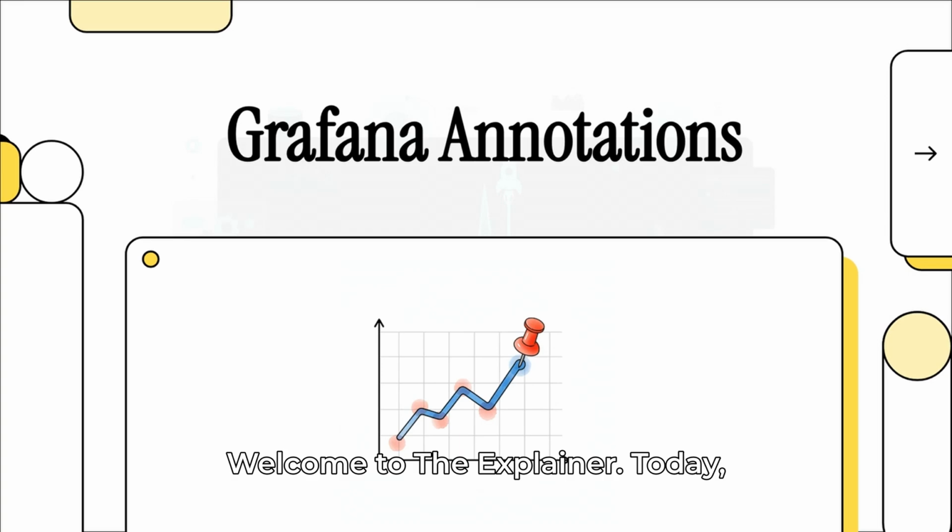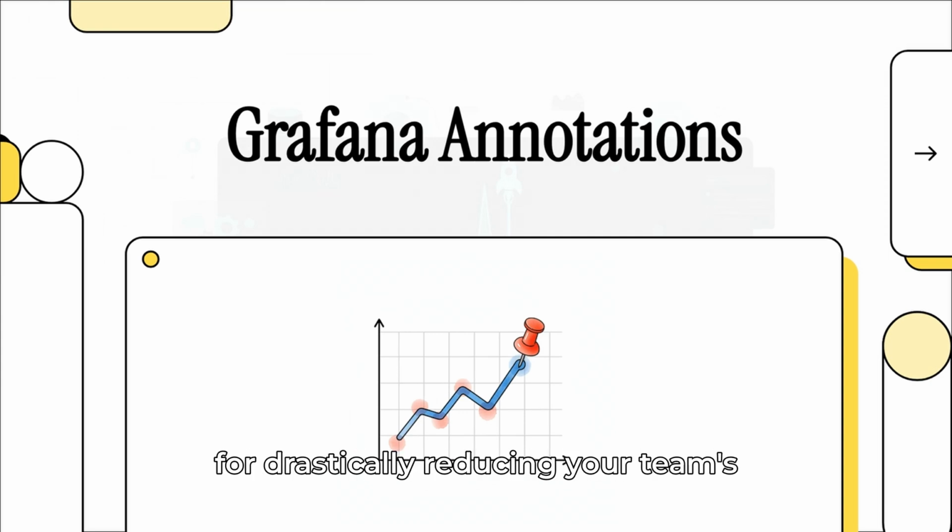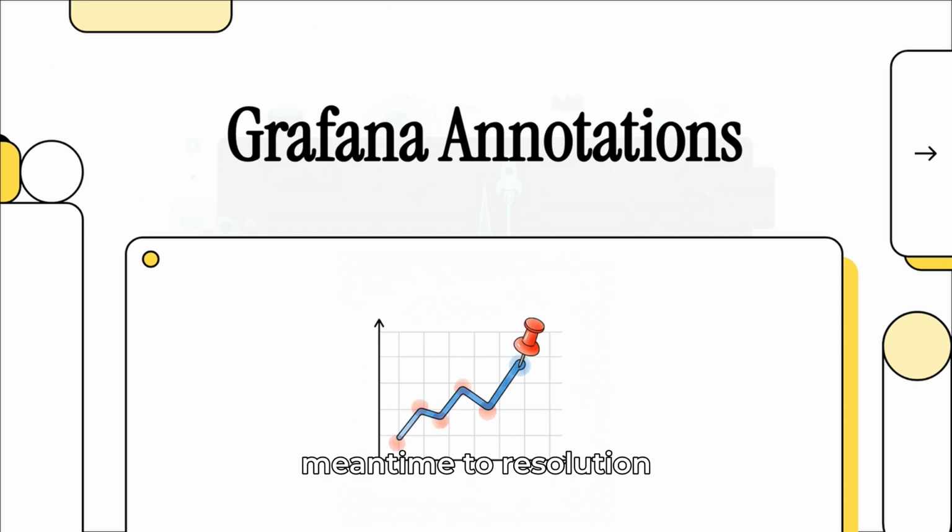Welcome to The Explainer. Today, we're jumping right into what I'd call a highly analytical yet incredibly practical masterclass in observability. We're going to explore a feature that is absolutely pivotal for drastically reducing your team's mean time to resolution during those critical IT incidents. We're talking about Grafana annotations.